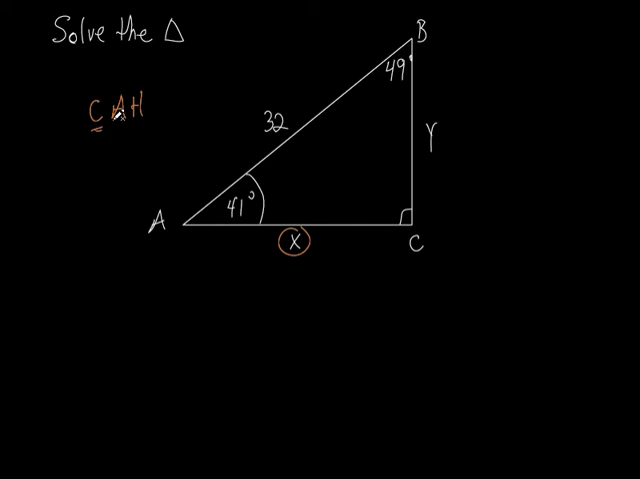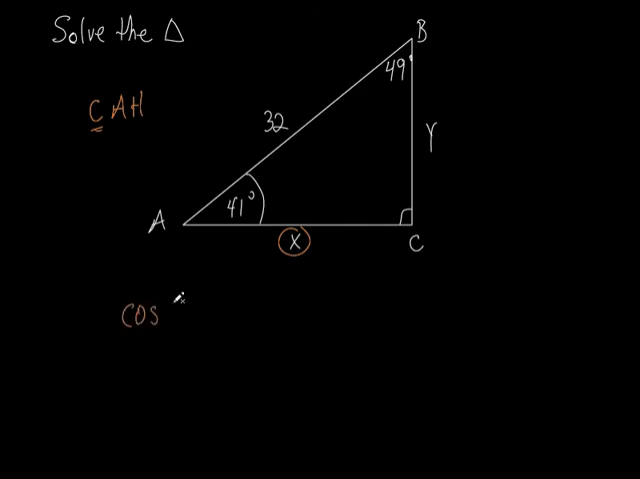People ask me all the time after I go over this over and over again, how do you know which one to use? Well, it all depends on what side they give you and what side you're trying to find, right? And what angle you're using. So if I'm using this angle and I'm trying to find this side and they give me this side, I've got adjacent, hypotenuse, that's cosine. Am I right? Okay.